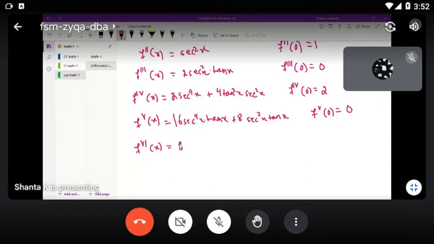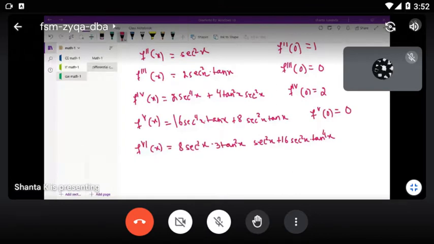8 secant square x, 24 tan square x multiplied by 8 secant square x into 3 tan square x secant square x again, plus 16 secant square x tan power 4x, plus 64 secant power 4x.